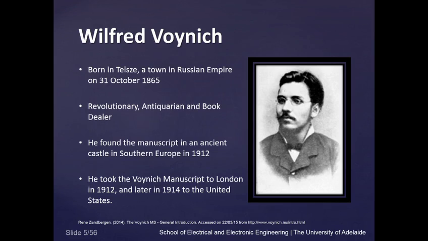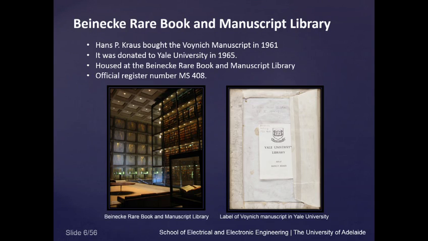In 1912, he took the manuscript to London and later, in 1914, to the United States. In 1961, a New York book dealer named Kraus bought the manuscript, and then in 1965 he donated it to Yale University, where it remains to date at the Beinecke Rare Book and Manuscript Library. This is what the library looks like. It's also mysterious and fancy, just like the manuscript. The official register number is MS 408. This is the label of the manuscript at Yale University.